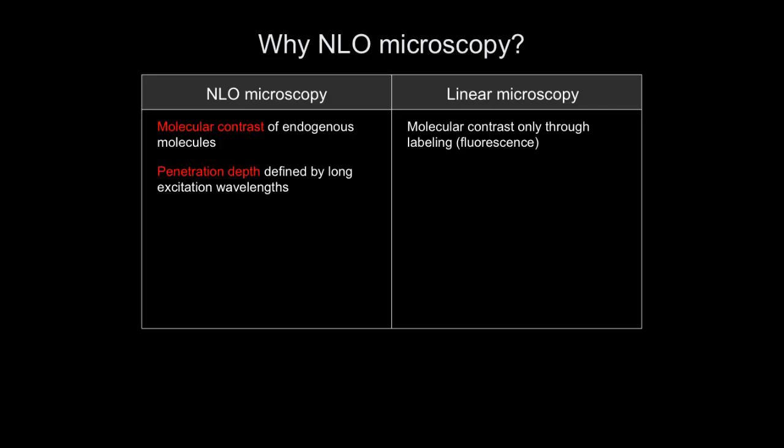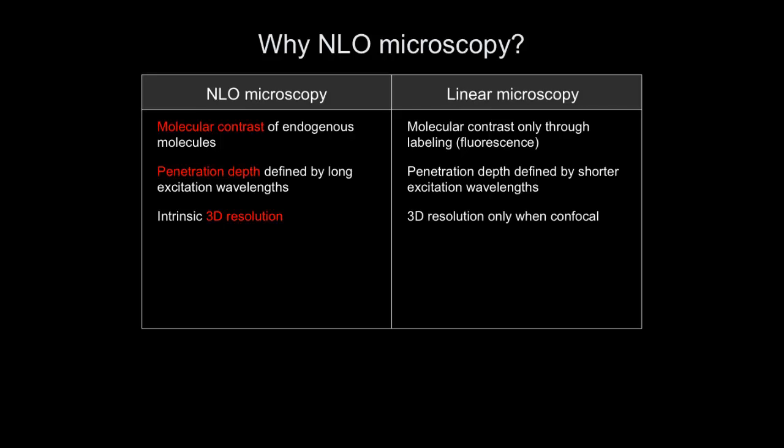The penetration depth, like I was alluding to, is higher in nonlinear optical microscopy because the scattering and attenuation is less, because we use longer wavelengths. We use shorter wavelengths in linear microscopy, therefore this is not so attractive if you want to go deep into the tissue. There's an intrinsic 3D resolution. That's because there's confinement on the excitation side, which is not there in linear microscopy. There's only 3D if you use a confocal detector. But as we know, confocal detectors reject a lot of light if you have scattering media.